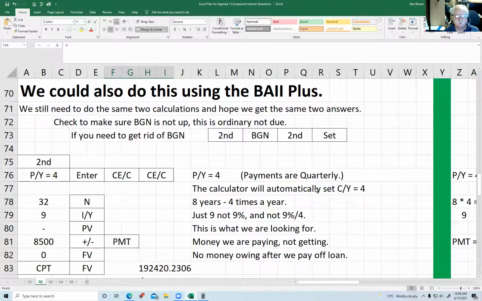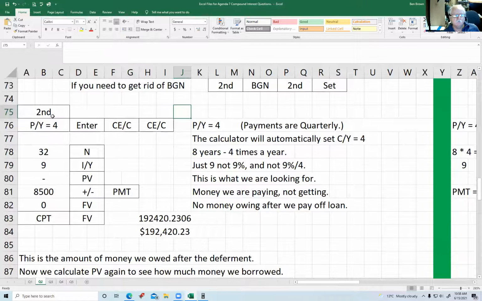We could also do this on the BA2 Plus, of course. We have to make sure BGN is not up. And we're making the compounding and the payments quarterly. So PY equals 4. For the second time period, it's 8 years, 4 times a year, 32. The interest is 9%.